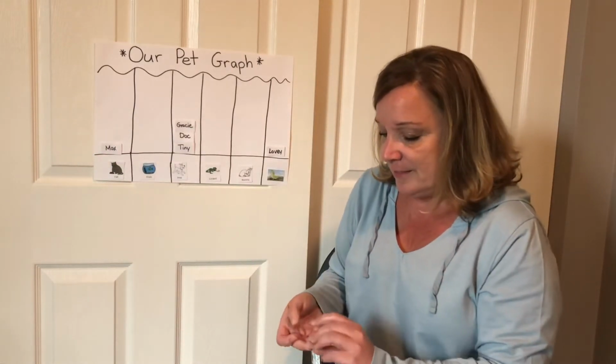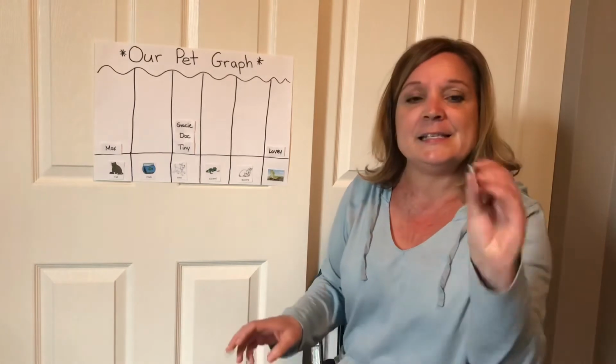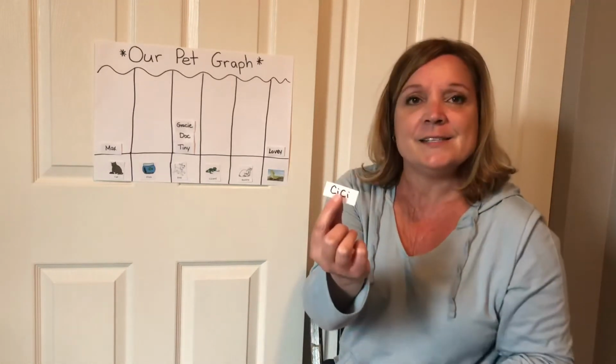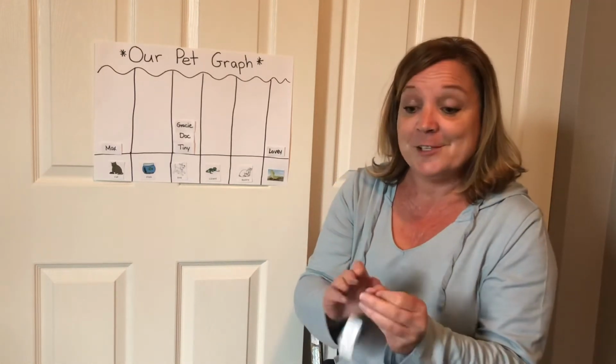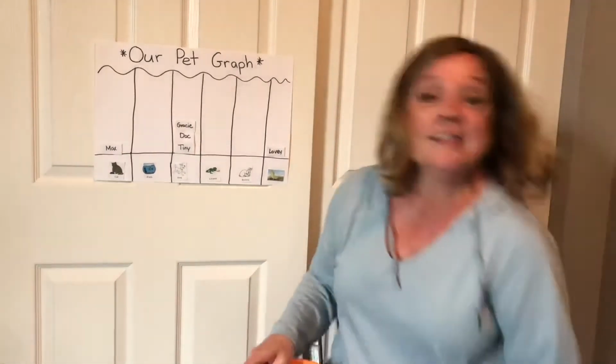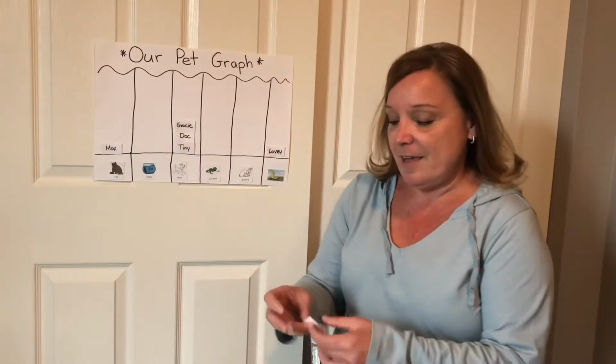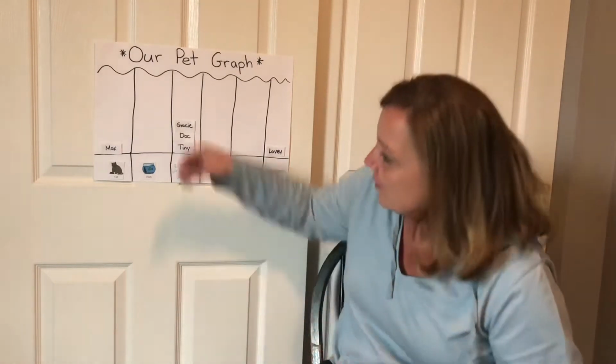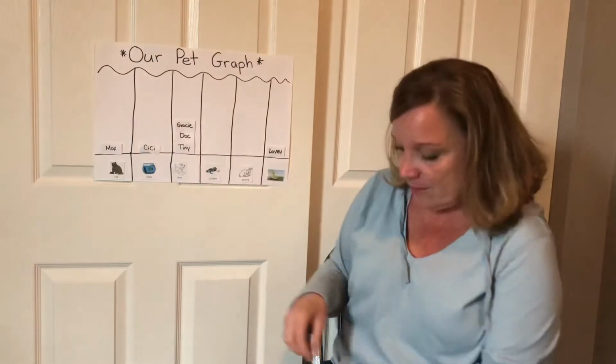All right, let's see. Cece. Who has a Cece? That's Everly. And that's, oops, there goes Cece's name. Cece is a fish. So we have 1 fish on our graph.